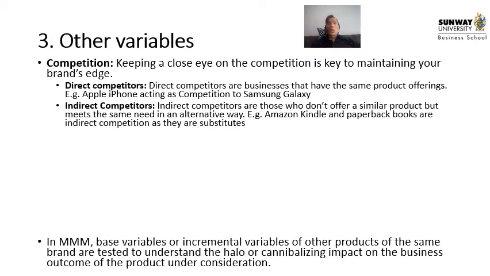brand's edge. There is the direct competition, which is basically businesses offering the same type of products, like Apple iPhone acting as competition to Samsung Galaxy phone and so on and so forth. And of course, there are also the indirect competitors, which are competitors who don't offer a similar product but meet the same need. So for example, Amazon Kindle and paperback books are indirect competitors as substitutes. They are both books, but one is digital and one is not digital. So can you think of any other examples that go into this kind of competition?